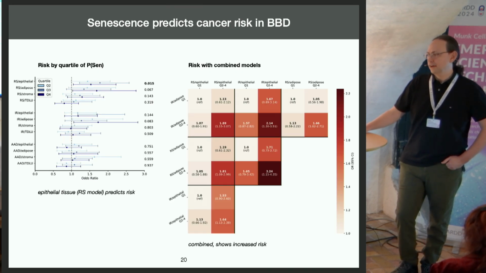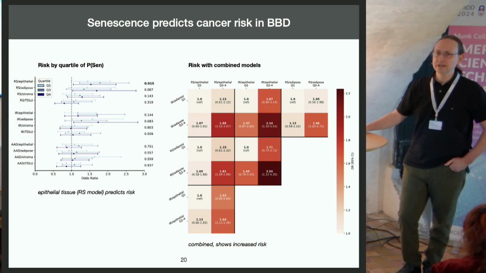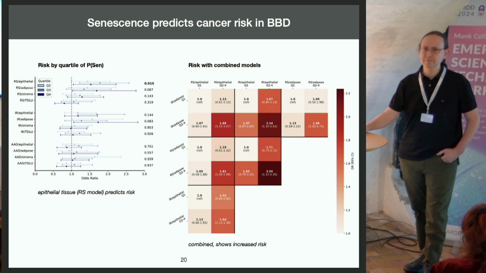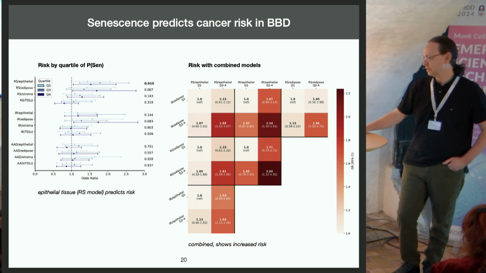The chart to the left shows the risk breakdown by quartile. The most interesting result we found was that RS, the replicative senescence model with epithelial tissue, is quite significant and tends to increase the risk of developing cancer, by a similar rate as what we found with Komen, about 1.7 or so. And to the right, we show how by combining multiple models, we can get even higher predicted odds of developing cancer.